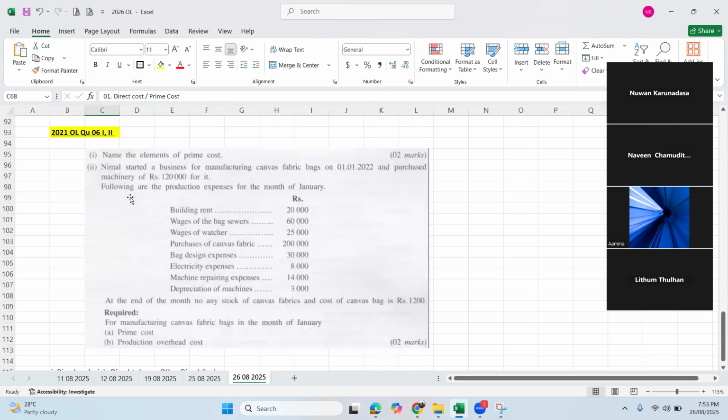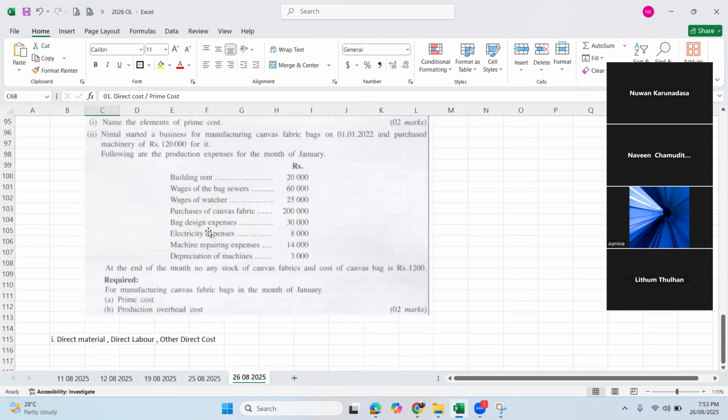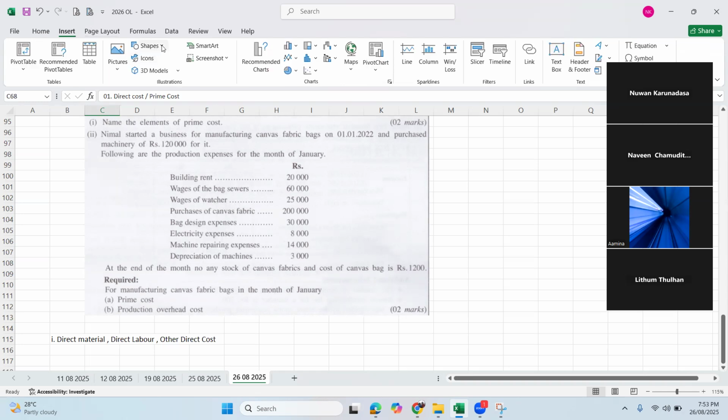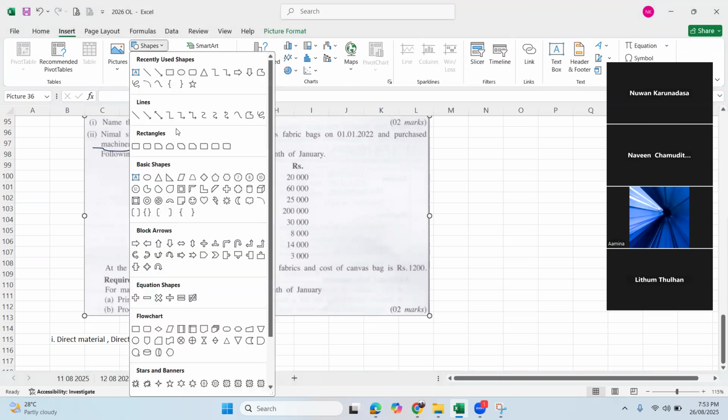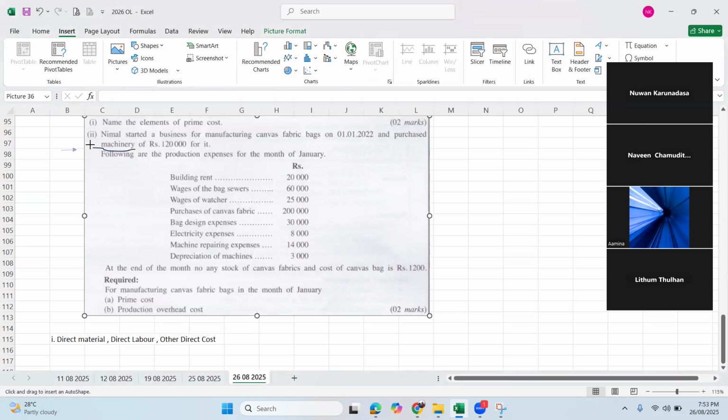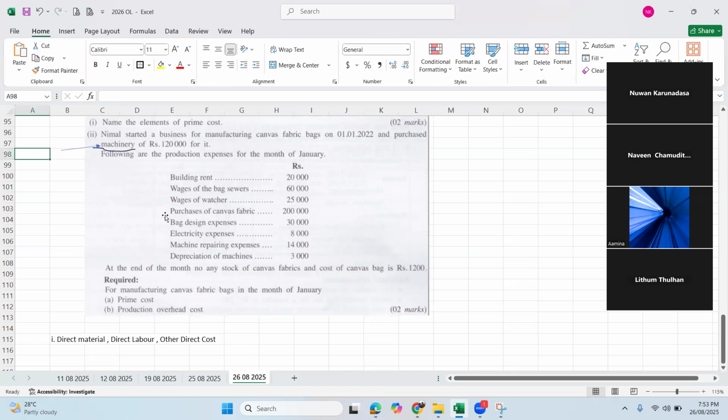Then they're asking you to prepare the required. See the second question. Nimal started a business for manufacturing canvas fabric bags on 1st Jan 2022 and purchased machinery of 120,000 for it. Now they have purchased machinery. So the machinery becomes a fixed asset. Machinery is a fixed asset, very important. It is not a material purchase, it's a fixed asset.